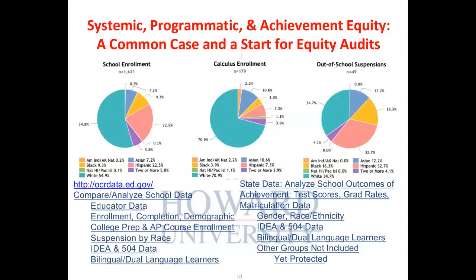And again, this is a starting point, because then you can look at your own state data, and you can also further analyze other test scores, accountability reports, achievement rates, graduation rates, matriculation data. Then you can also break it down by gender, race, and ethnicity, IDEA 504 data, bilingual dual language learners. And also, back to what I said earlier, our GLBTQIA community, even though you're not going to find data for them in the system, you need to have that conversation as they are a protected class. How do we actually address, and what kind of areas do we look at and examine when it comes to other groups that are not reported? So that's a starting point for a good equity audit.